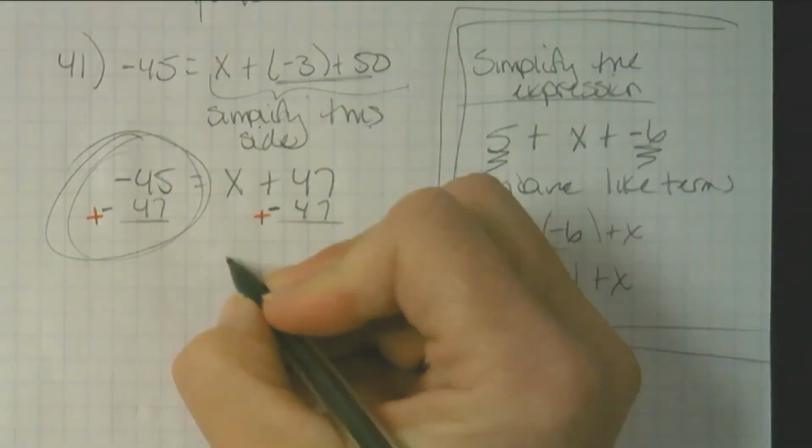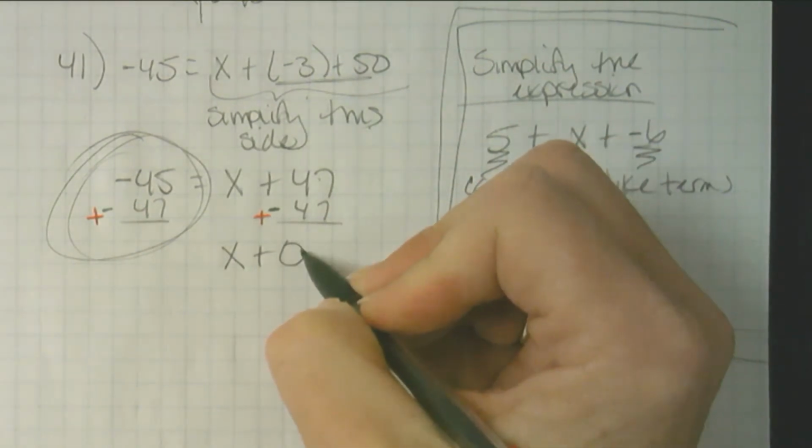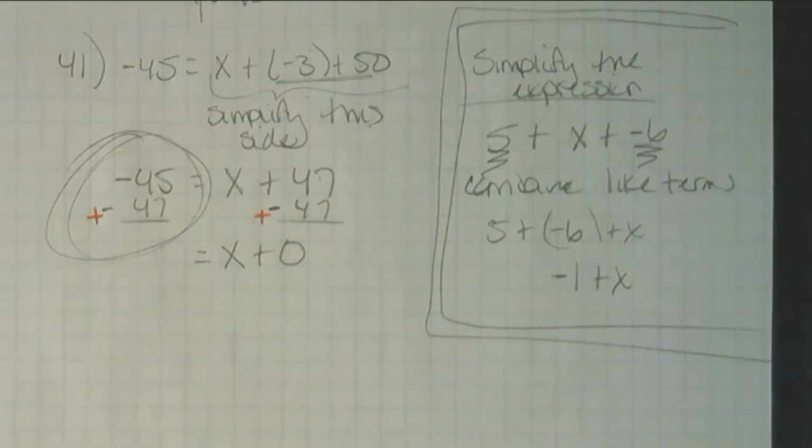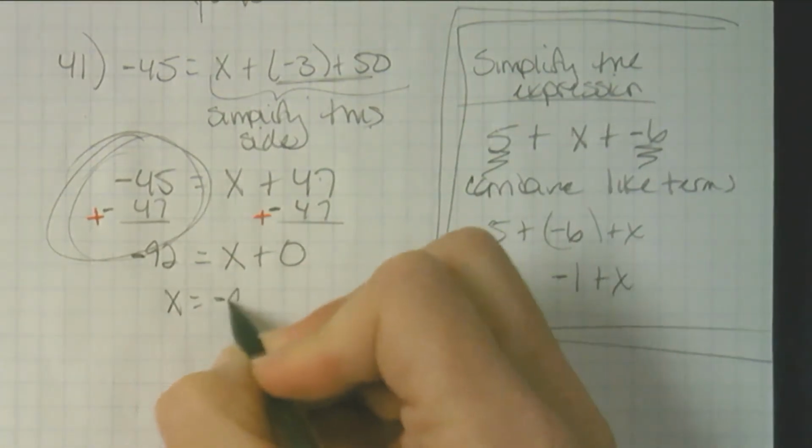So I have x plus 0, because 47 plus a negative 47 is 0, equals, well, what is a negative 45 plus a negative 47? Jack? Negative 92. So x equals a negative 92.